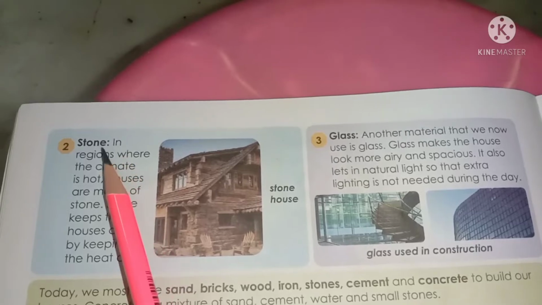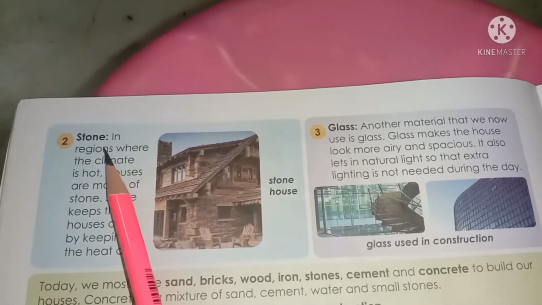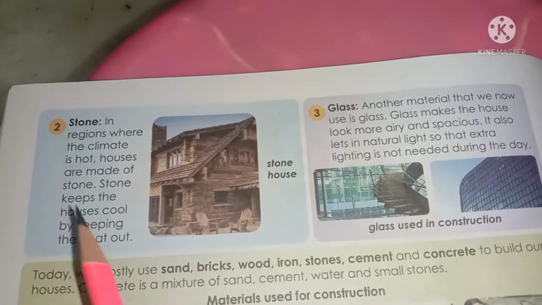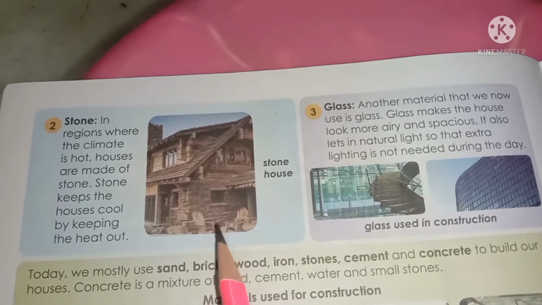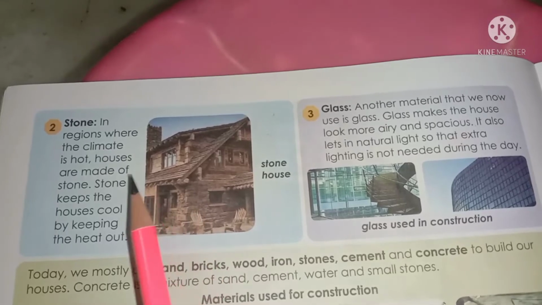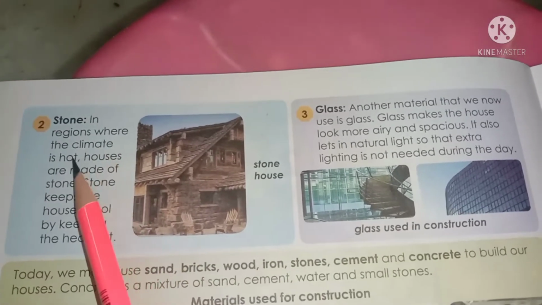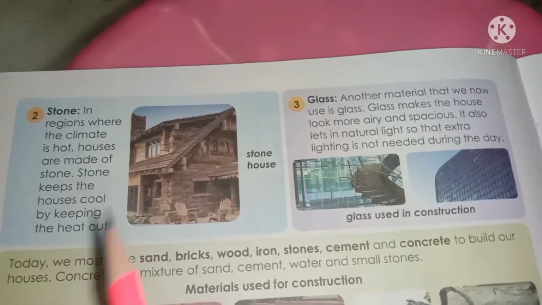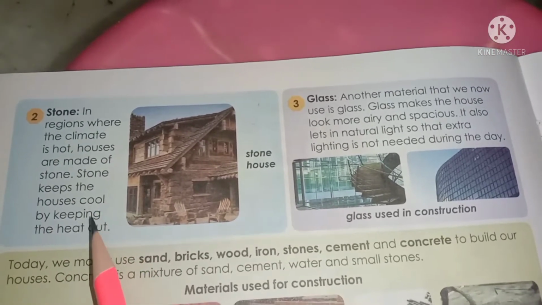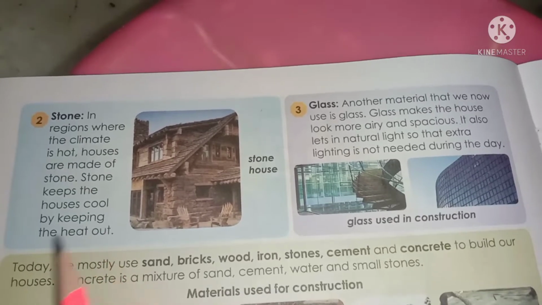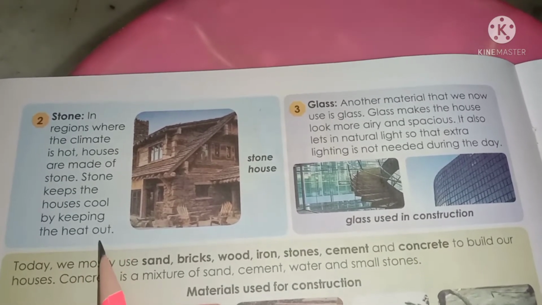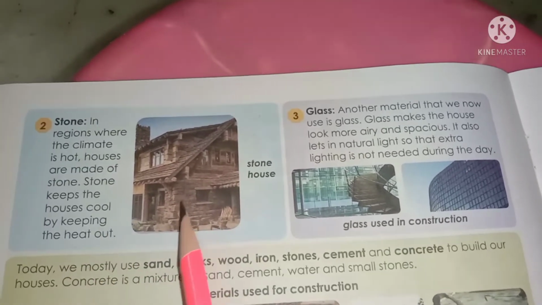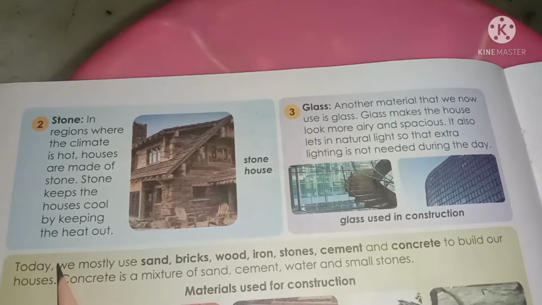Next, see children, stone. The material used is stone. In regions where the climate is hot, like here in Salem, in cities you can see stone-built houses. Where the climate is hot, houses are made of stone, because stone keeps the houses cool. When we enter a house from outside, we feel the difference, a little coolness. Stone keeps the heat outside.